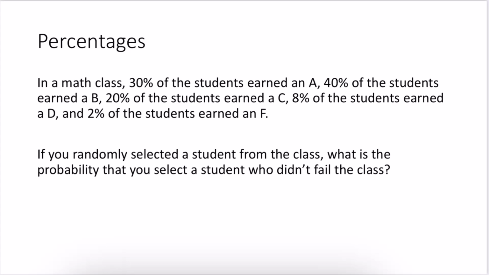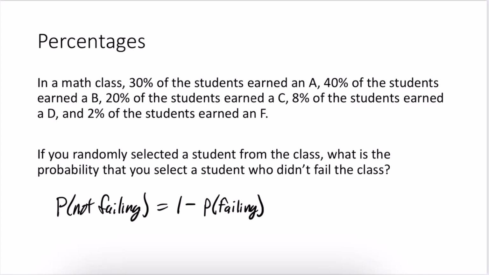But you could calculate it a different way than how we did it last time, because you could say the probability of not failing would be 1 minus the probability of failing. And so you could say, okay, well, what's the probability of failing? Well, there were 8% of the students who earned a D. Those students failed, and so did the 2% of the students who earned an F. And so the probability of failing would be 10 out of 100 because there's 10% out of 100%.